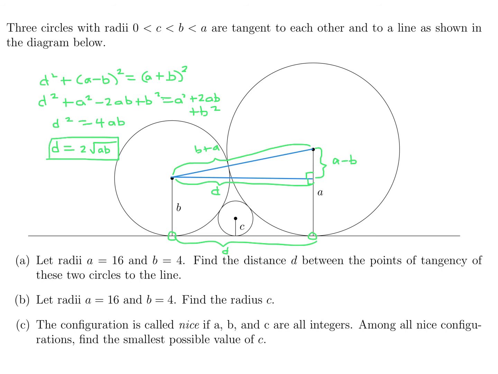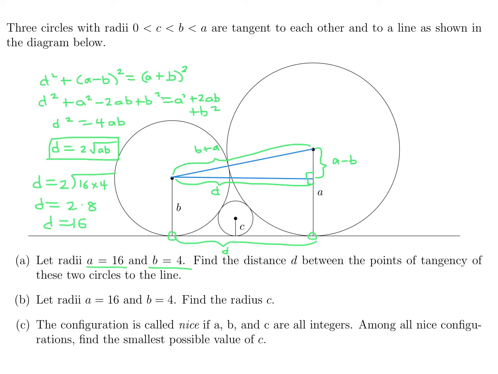We'll circle that. And then now we can use a equals 16 and b equals 4 to get the value of d. So that means 2 root, what is that? 16 times 4. So that's 64. Square root of 64 is 8. So this is just 2 times 8. And therefore d is 16.